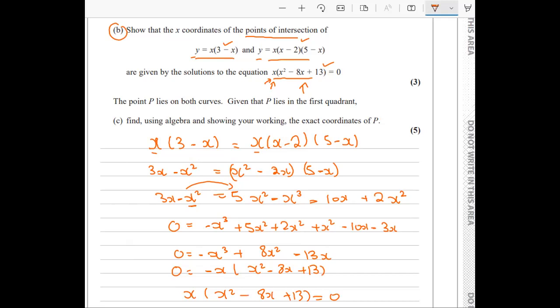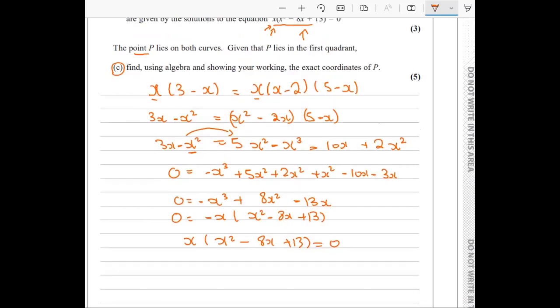Okay. So this is the third part. The point P. Now there's a point P that lies on both curves. Which both curves? The curve which we plotted on diagram 1. Okay. Given that P lies in the x coordinate. Now, this should be clear that if P lies on both curves, it means that it would be basically a point that is being shared, right? So it would be an intersecting point, and it is in the first quadrant.